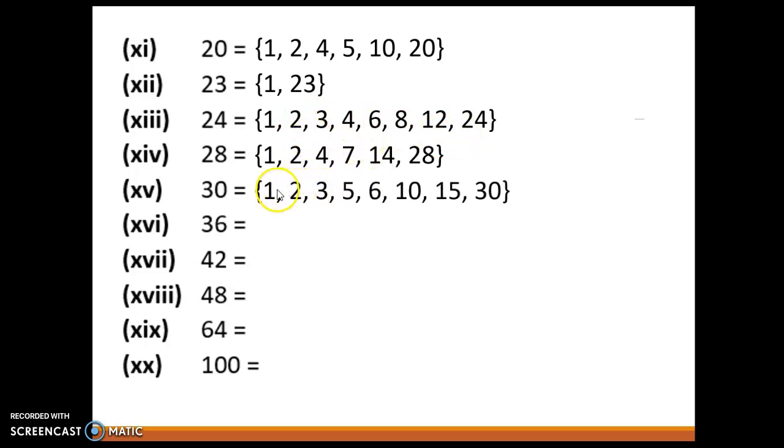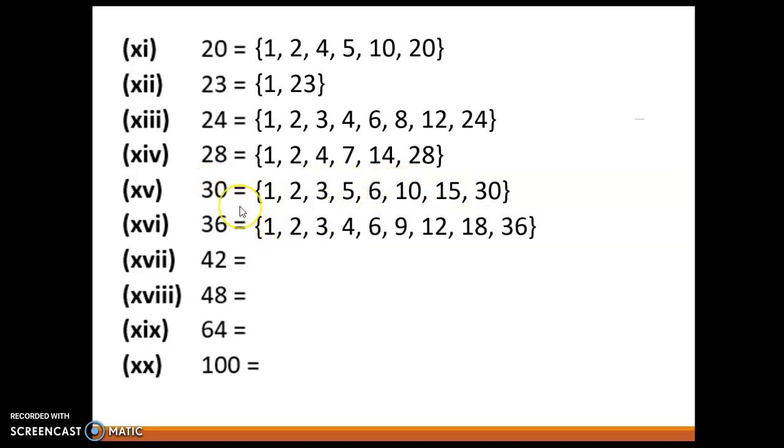30 has these factors. 1 goes in 30 times, 2 goes in 15 times, 3 goes in 10 times, 5 goes in 6 times, and in reverse, 30 goes in once, 15 goes in twice, 10 goes in 3 times, and 6 goes in 5 times.